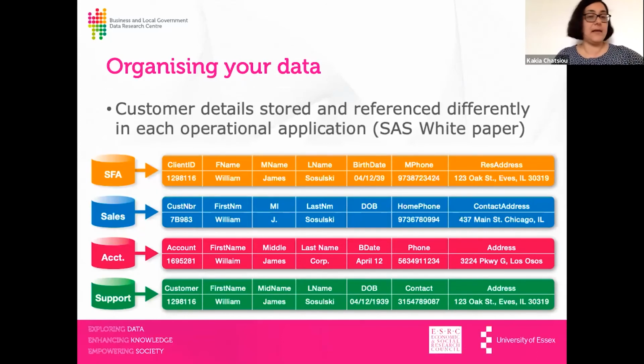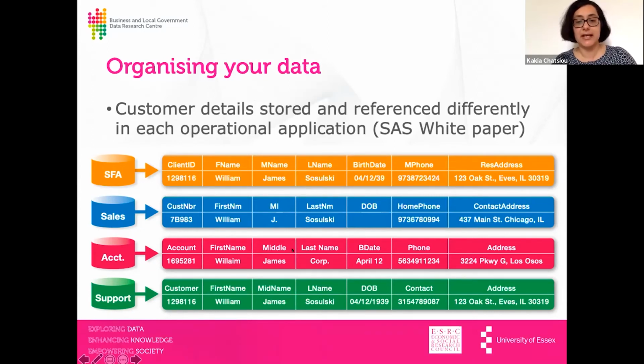We have included here an example of how you could organize your data and why. In this organization, the same client, for the same kind of interaction possibly, but in different departments, has had their information slightly differently recorded. So this person here, William James Sulski, has 4 different IDs in 4 different systems. We're talking about the same organization. There are slight variations in his middle name, and there are some errors as well.